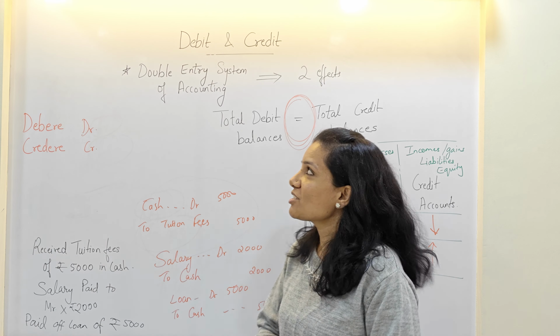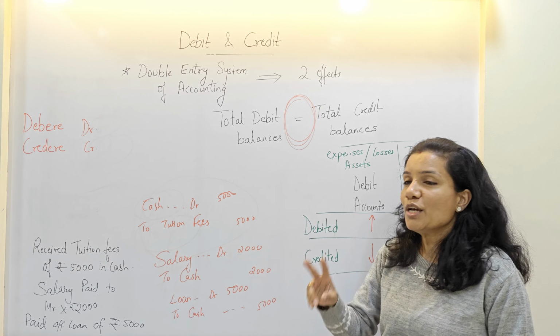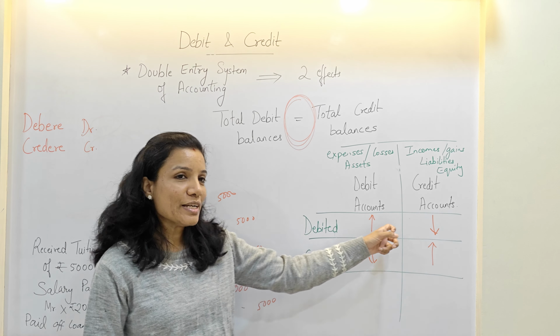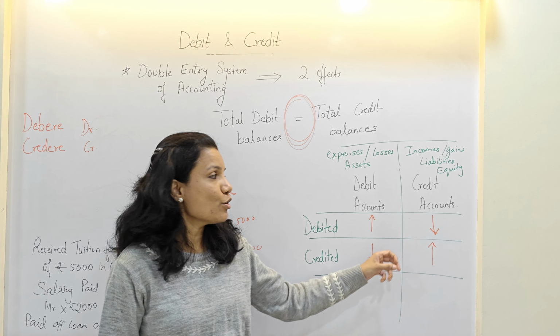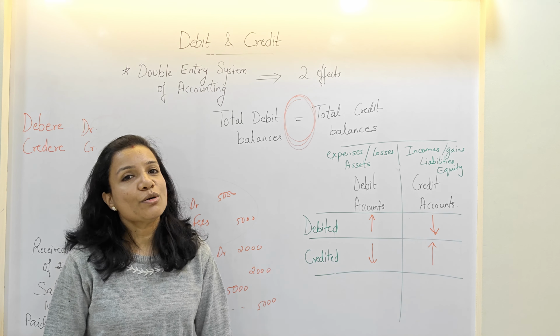So I hope the concept is clear. Debit and credit, double entry system of accountancy. It affects minimum two accounts. All the debit accounts will increase when debited, decrease when credited. All the credit accounts will decrease when debited and increase when credited.